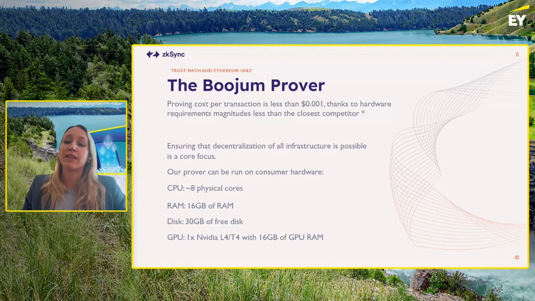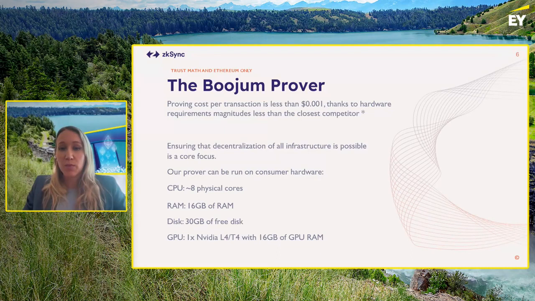Also, where we are really standing out with our tech is our prover. The prover is essential here. This prover basically allows you to trust math and trust math only. And that is very powerful. Not only is our prover now able to keep the proving cost of a transaction to less than 1/10 of a cent, it is also able to be run on consumer grade hardware.